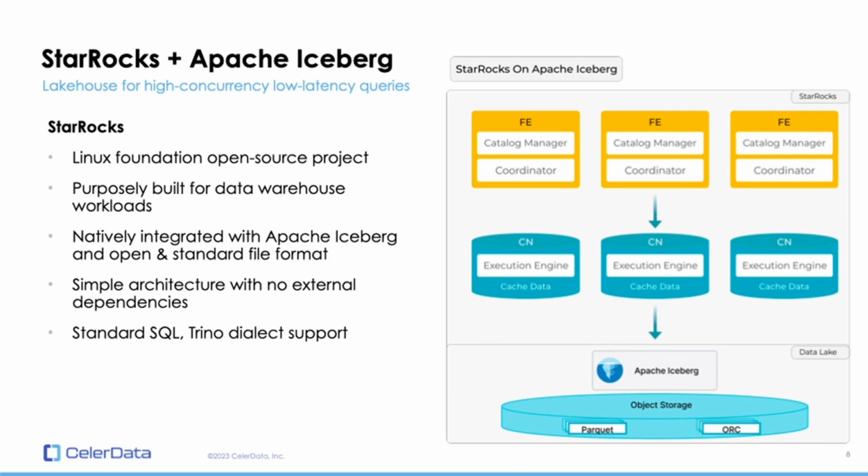Especially when it pairs with Apache Iceberg, a lot of the features that were built for StarRocks as a data warehouse transitioned really smoothly to open and standardized formats on the data lake. So you get similar performance even when you're querying data in external storage. StarRocks also has a very simple architecture with no external dependencies, and it supports standard SQL with the Trino dialect. So if you're coming from Trino to StarRocks, you don't have to change your SQL. It just works out of the box.